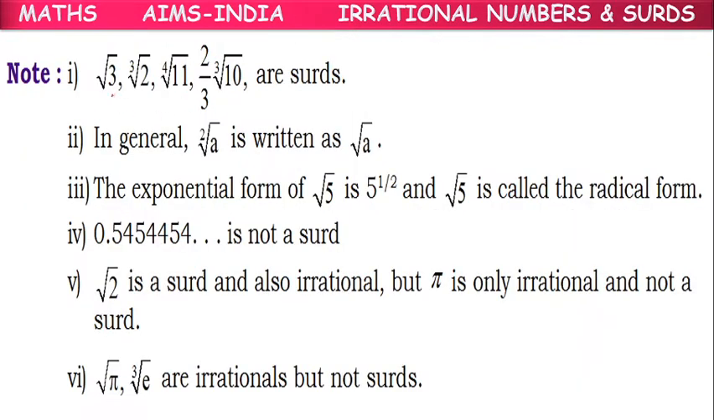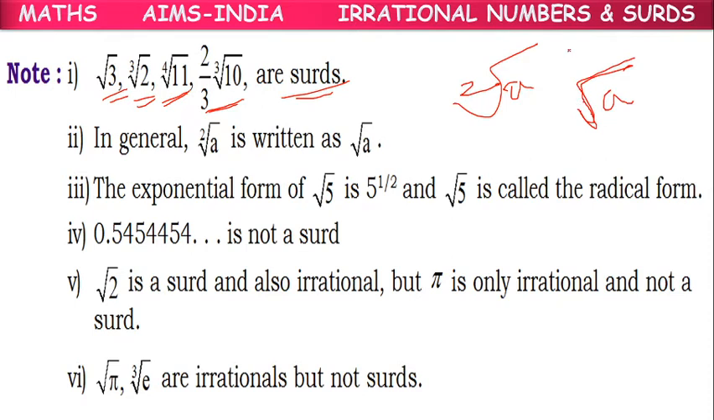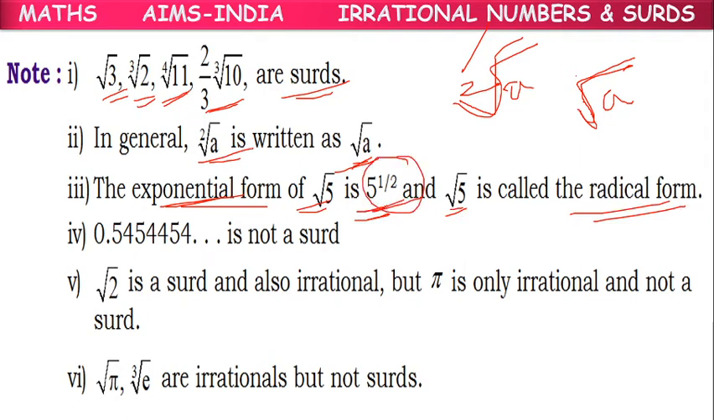So here, root 3, cube root of 2, 4th root of 11, 2 by 3 cube root of 10, these are all surds. In general, the square root of a is written as root a, pronounced as square root, where square stands for 2. So the square root we can mention as the second root of a, or just as root a. The exponential form of root 5 is 5 to the power of 1 by 2. Root 5 is called radical form, 5 power 1 by 2 is called exponential form.